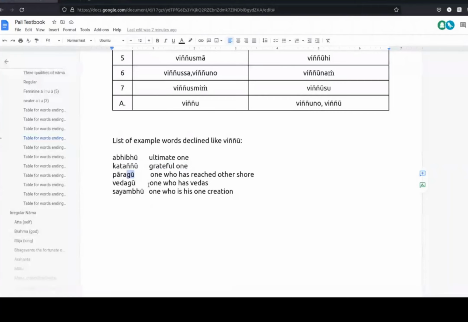Here's our lesson. Gu: ga plus ru is gu. Again, the ra has no meaning behind it. You'll never see ru, you just see u. Vedagu, one who has gone to the Vedas. It's more like one who has gone to knowledge. I'm not quite sure exactly what that one means, but the Vedas were like knowledge.